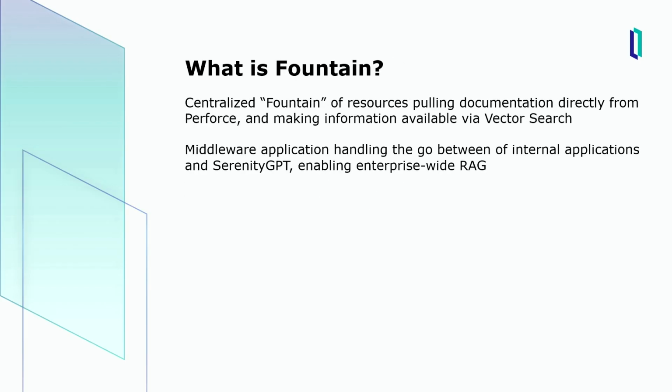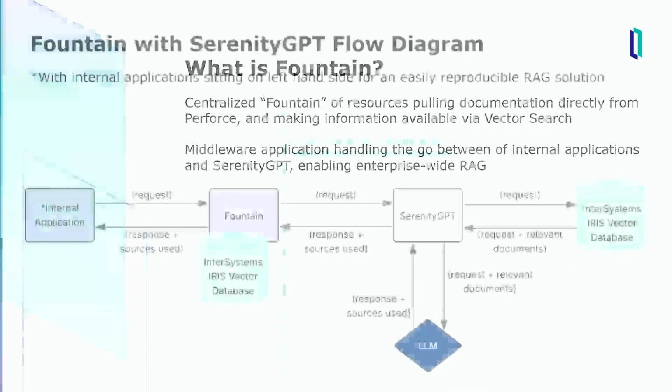So Fountain is a centralized fountain of resources, pulling documentation directly from Perforce, and then it makes all of that information available via vector search. The other big piece of what it does is it's a middleware application. So it sits between any internal applications that InterSystems has and SerenityGPT, and then it handles any of the go-between of that relationship. And this is really the core of enabling an enterprise-wide RAG solution.